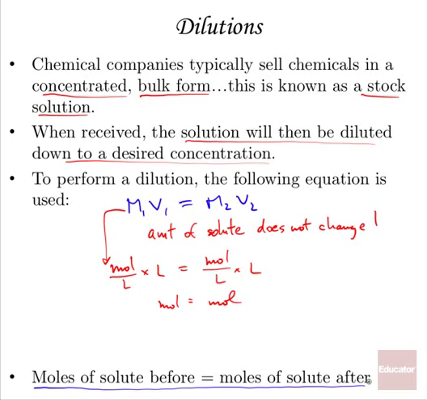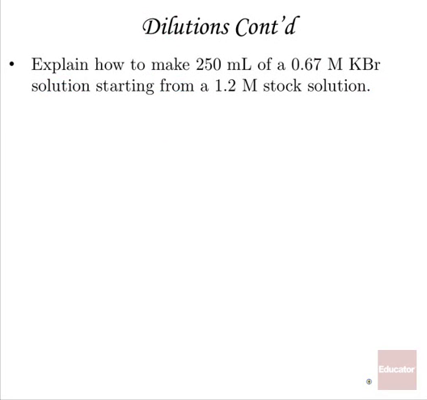All right. So we're now going to get into a typical dilution problem. Okay, explain how to make 250 milliliters of a 0.67 molar potassium bromide solution, starting from a 1.2 molar stock solution. All right, so let's go ahead and write out the equation again. So M1V1 equals M2V2. All right, so let's see what we can plug in now.